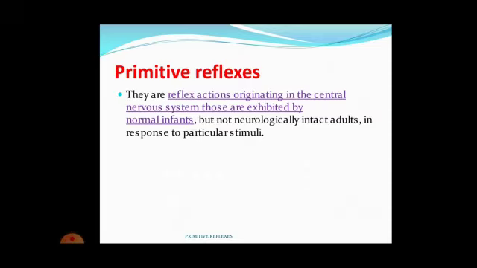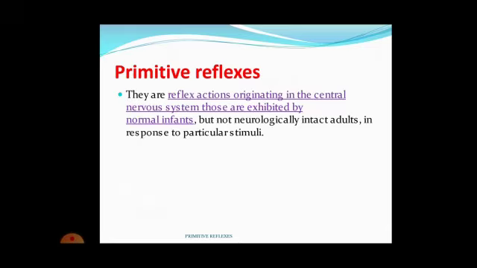So first of all, what are the primitive reflexes? Reflex means an automatic response to stimuli. Primitive means at the time of birth. So whatever automatic responses to stimuli are present at the time of birth will be known as primitive reflexes. Some of them appear even after birth, but these reflexes will not be lifelong. They will be present in infants only and absent in adults.